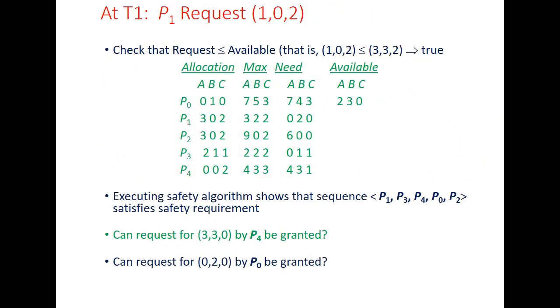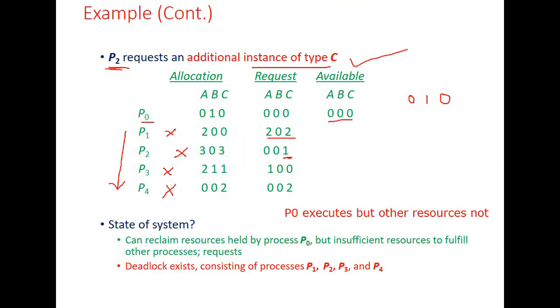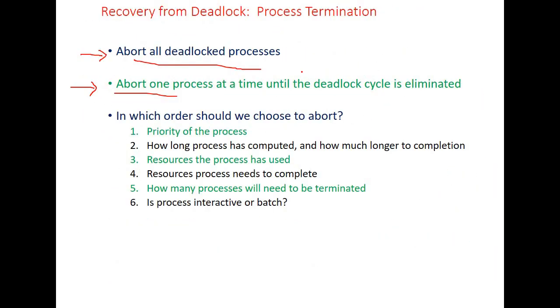In that way, one process at a time is terminated until the deadlock cycle is eliminated. If one process does not eliminate the deadlock cycle, next choose another process to terminate. Like that, a third process is terminated, a fourth process is terminated. Until the deadlock cycle is eliminated, we abort one process at a time. Then, which process should we choose to abort?